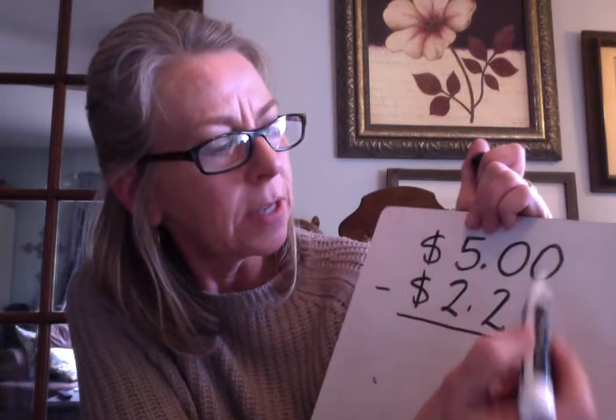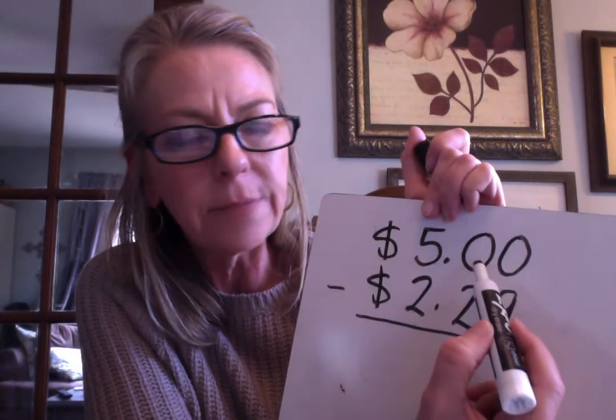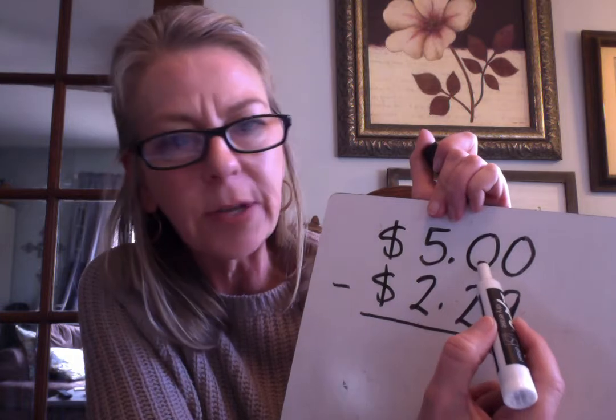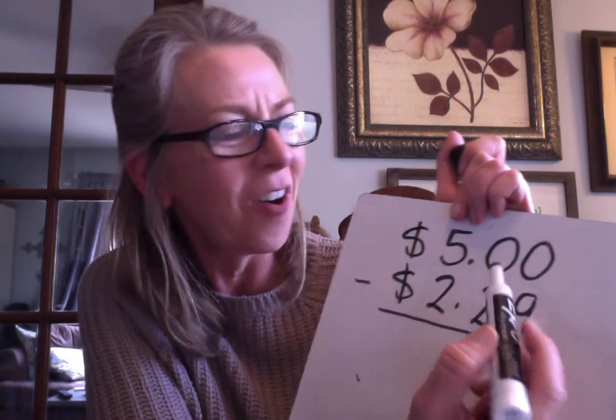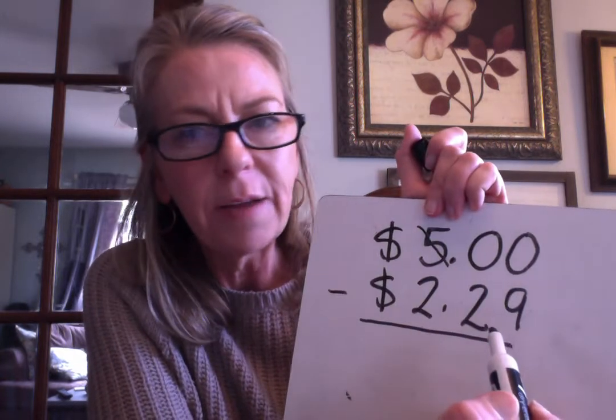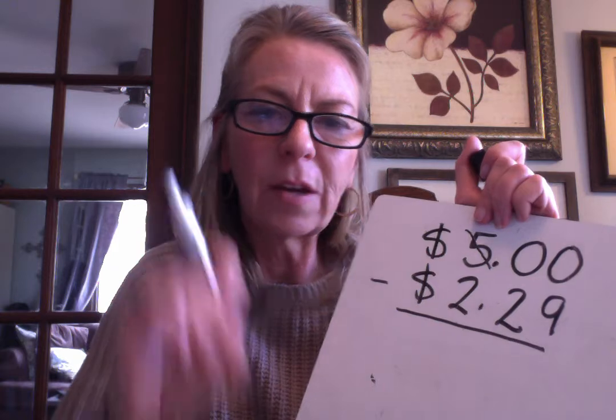Okay, so I can't do 0 minus 9. So I go to my next door neighbor, the tenths. He's got a 0 too. He cannot help me. So we go all the way, same pattern, right? We go all the way to our dollars. Now we're not going to have $5 anymore. We're going to change this, okay? We're going to change this into $4.